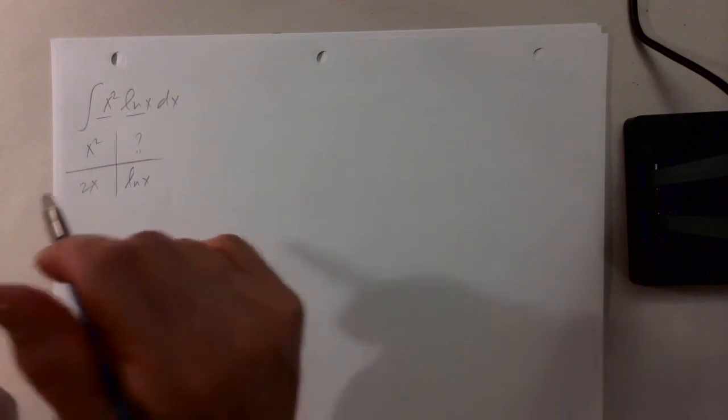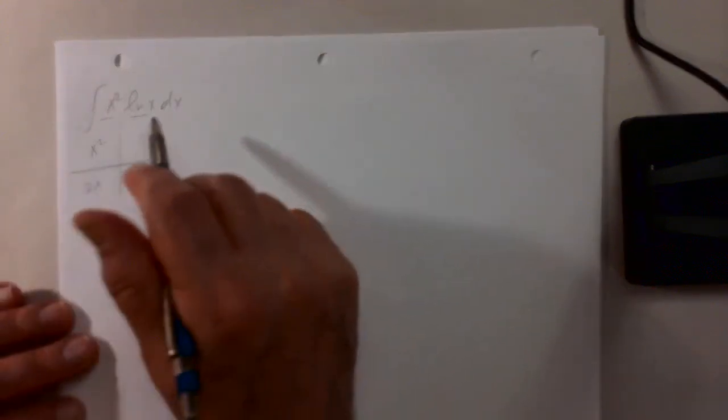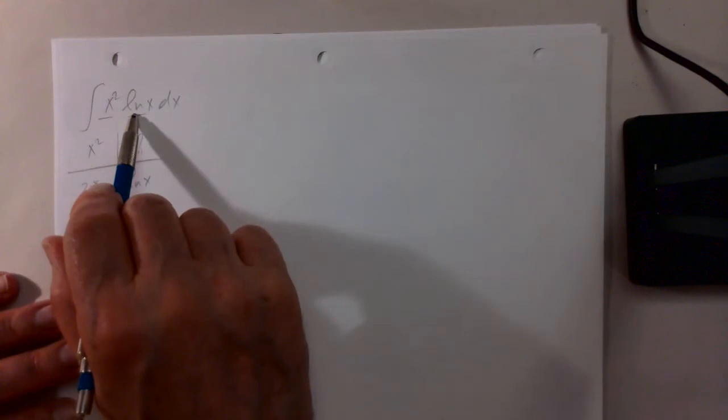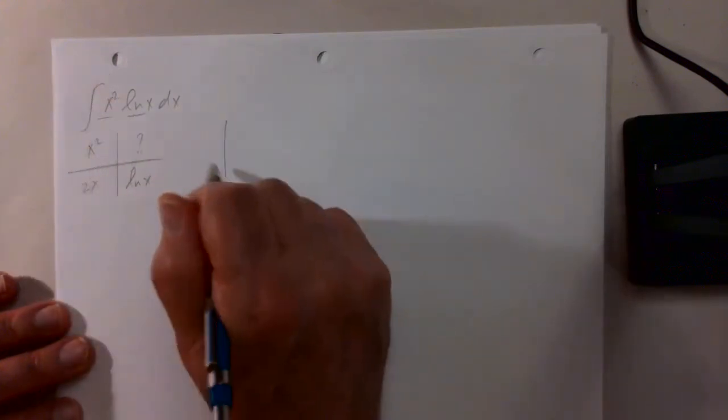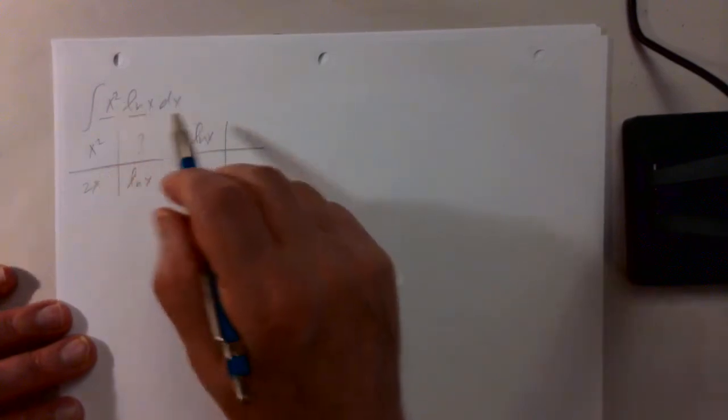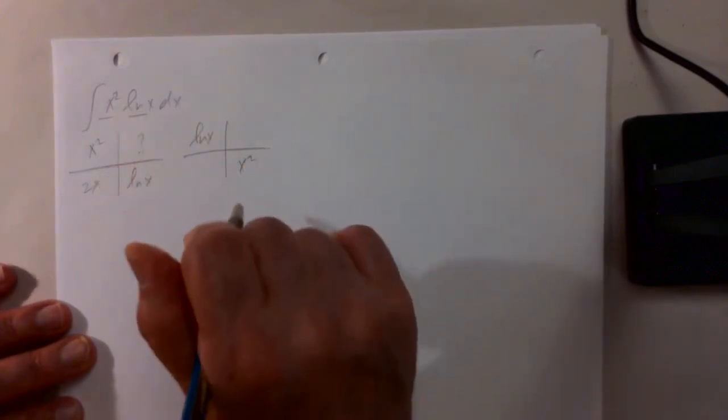What is the lesson? Well, the lesson is practice and experiment. So choosing x squared as u and log x as dv didn't work. Let's try it the other way around. Suppose we make u equal to log x and dv equal to x squared.